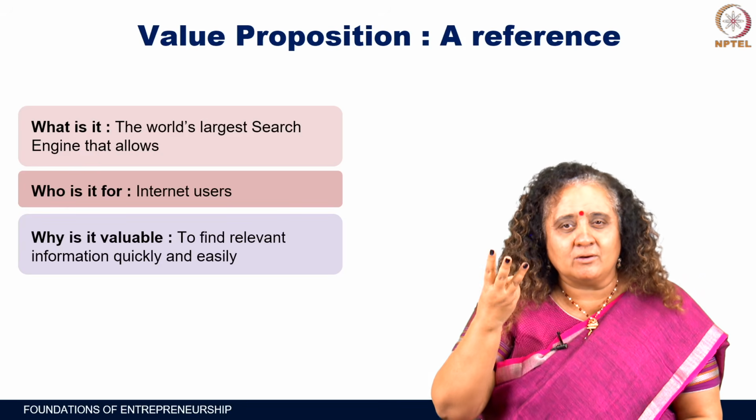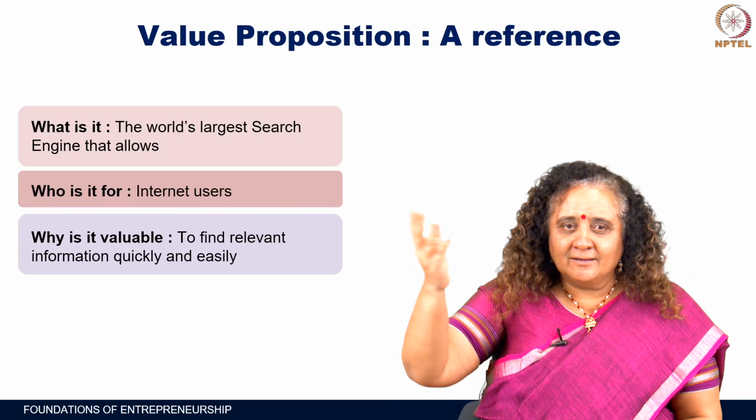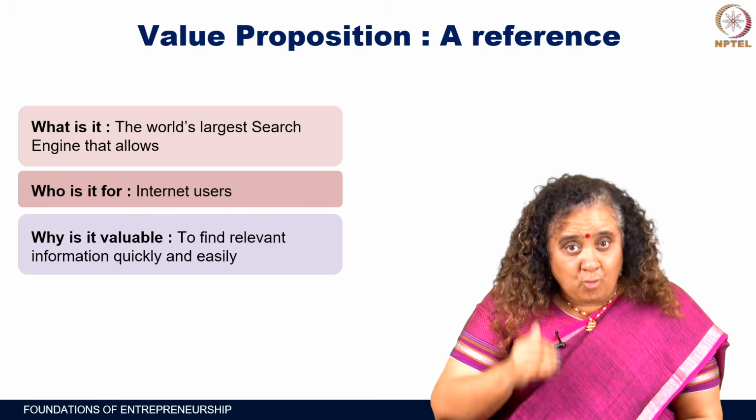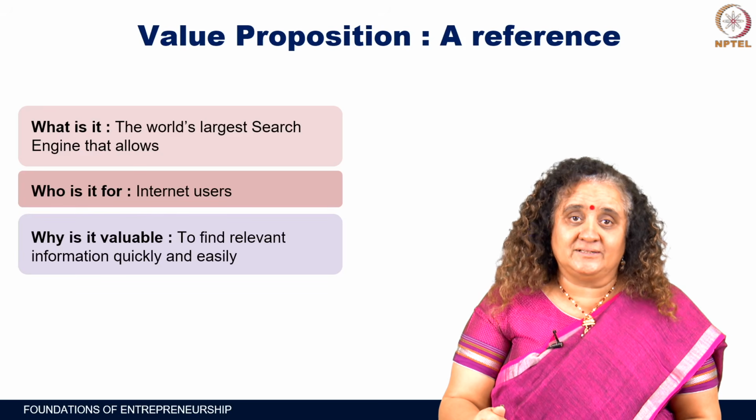Ask 3 questions. What is it? Mobile phone. What is it? Laptop. What is it? An umbrella, whatever. And the who is it is the tougher one, and why is it valuable is the toughest one.